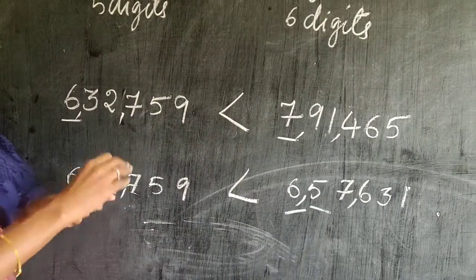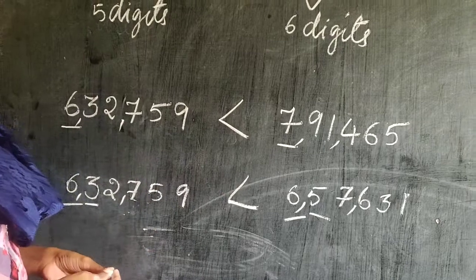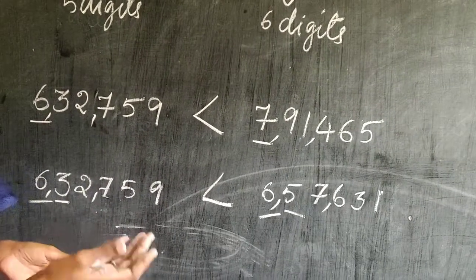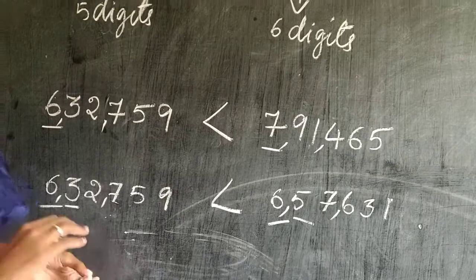Ascending order we arrange from small to big. Descending order we arrange from big to small. You know this already, and you will be able to do it, I think.